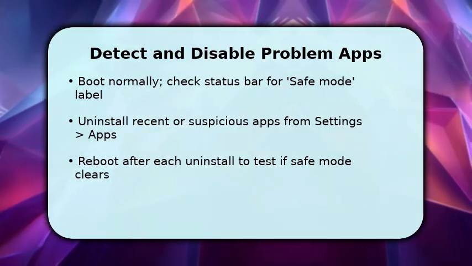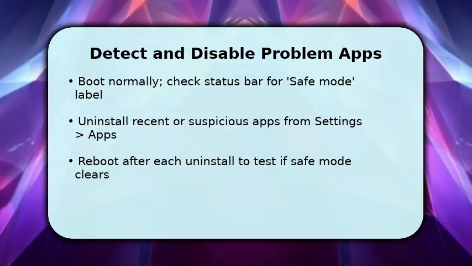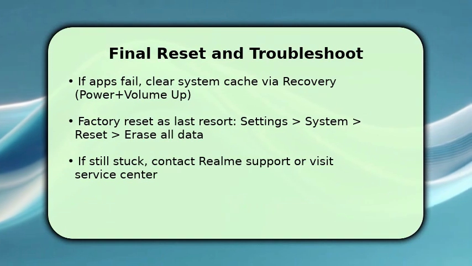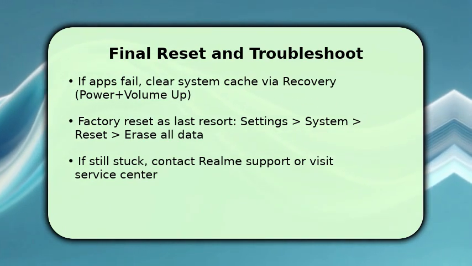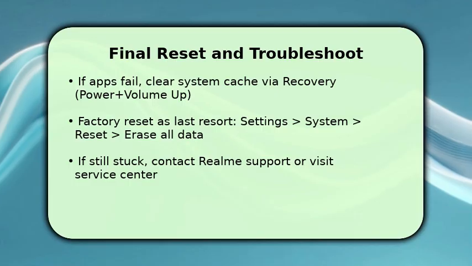Make sure to test one at a time so you can pinpoint the cause rather than removing multiple apps at once. If removing apps doesn't work, clear the system cache from recovery. Power off, then hold power and volume up. Choose Wipe Cache Partition. This removes temporary files that can force safe mode. Once done, reboot and check.